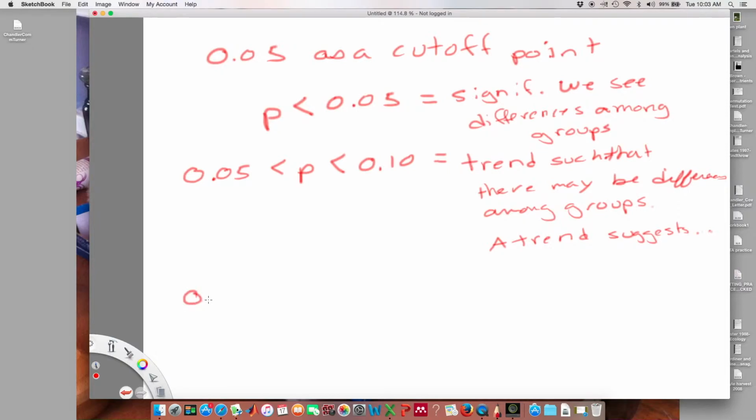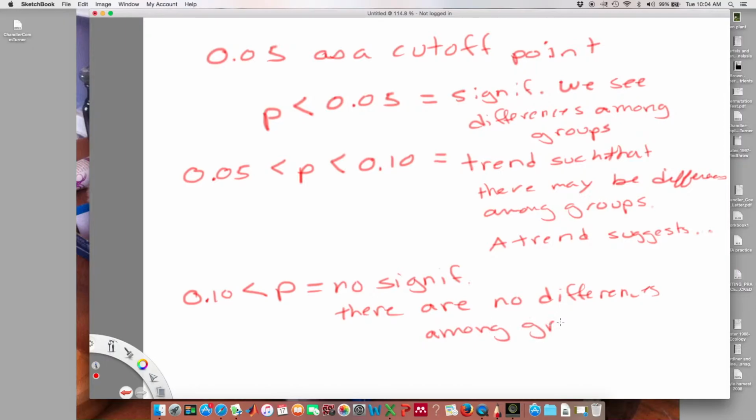However, anything above 0.10, any p-value above 0.10, we say there's no significance. And we say that there are no differences among groups. Okay?